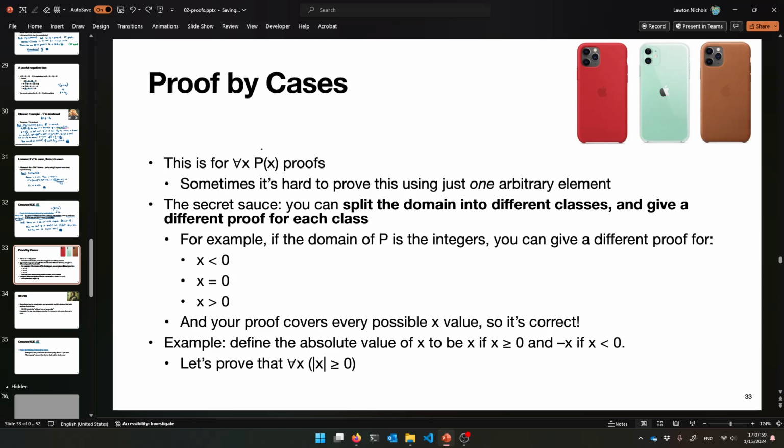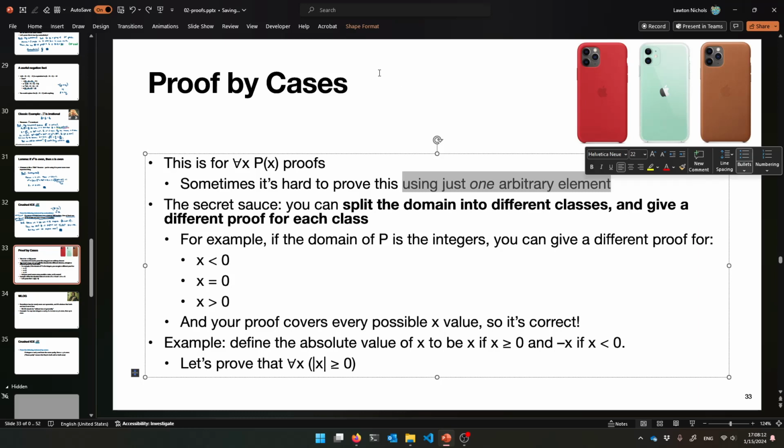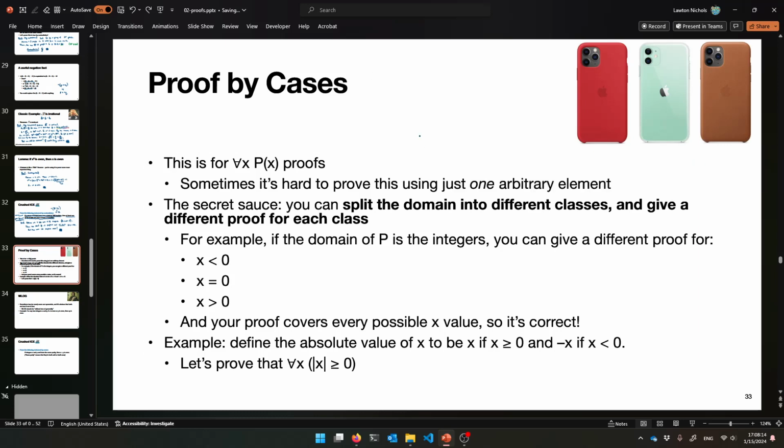Sometimes when you're doing a for all proof, for all x, P of x is true, it's hard to prove, because the first step is to assume x is an arbitrary element and prove that P works for x. Sometimes it's hard to do that for just one arbitrary element. Sometimes your domain splits nicely into a few different groups, a bunch of things that look similar over here, and a bunch of things over there. Maybe your domain splits into a few different concepts.